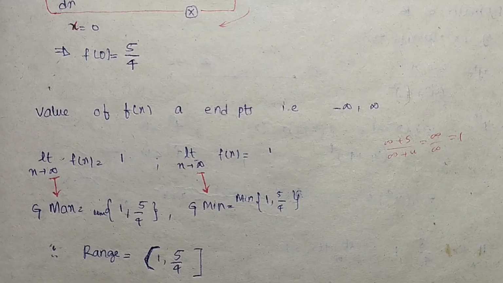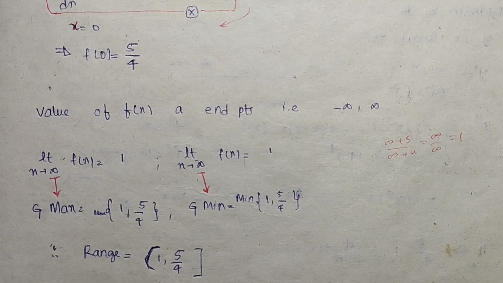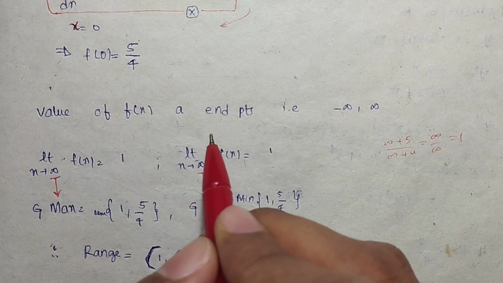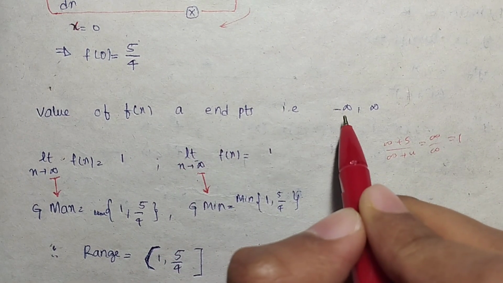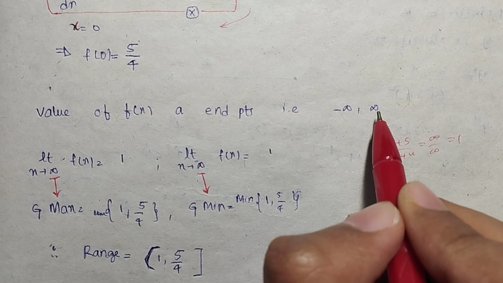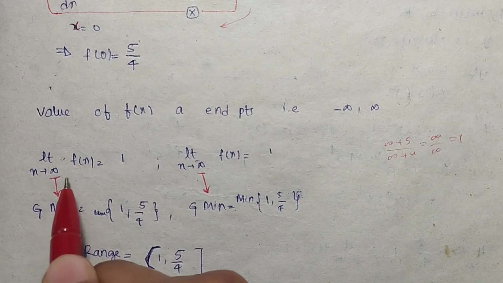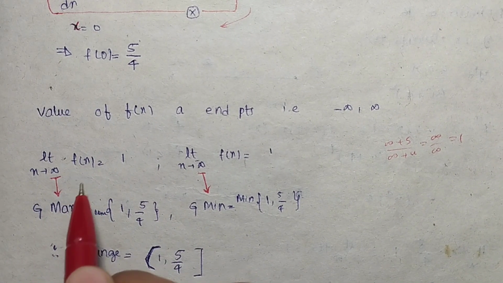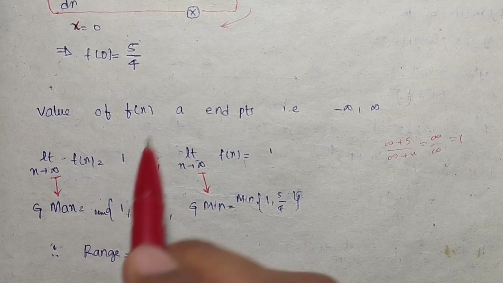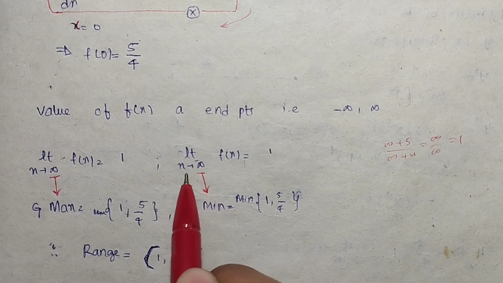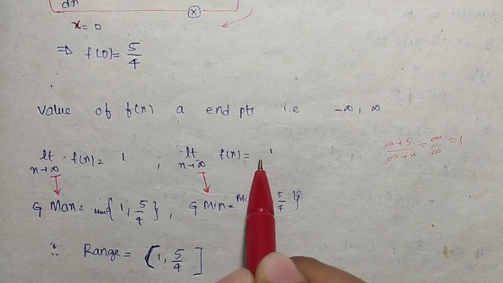Because the domain of the function is all values of x, there are no points where the function is undefined. So I'll find the limits of the function as x tends to infinity and x tends to minus infinity. As x tends to infinity, the limit of the function tends to 1. You can substitute the limit in the given function and check it. And as x tends to minus infinity, again it will be 1.